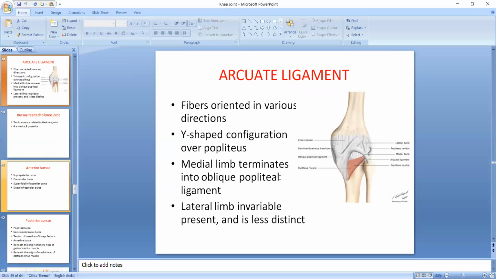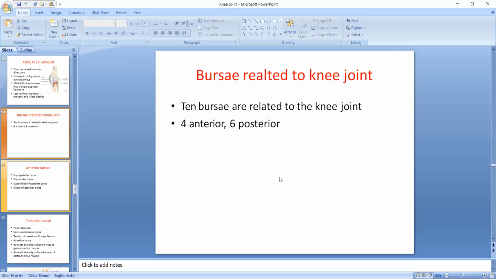Arcuate ligament: fibers are oriented in various directions, with a Y-shaped configuration over popliteus. The medial limb terminates in the oblique popliteal ligament. The lateral limb is variably present and less distinct.